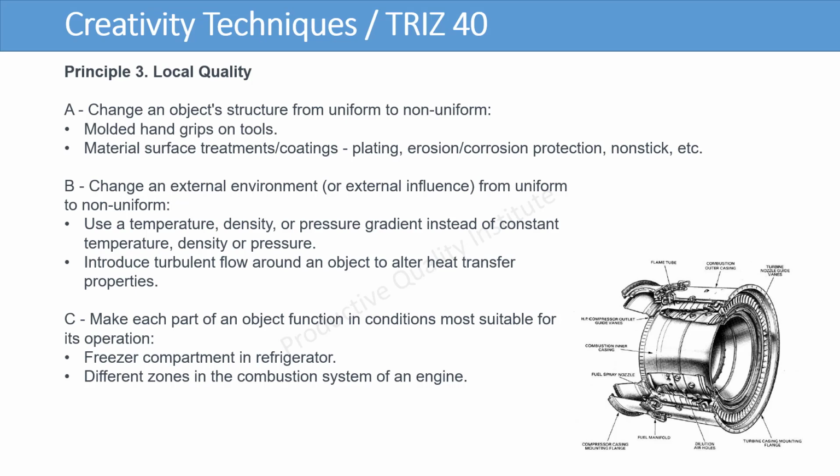B. Change an external environment or external influence from uniform to non-uniform. Use a temperature, density, or pressure gradient instead of constant temperature, density, or pressure. Introduce turbulent flow around an object to alter heat transfer properties.